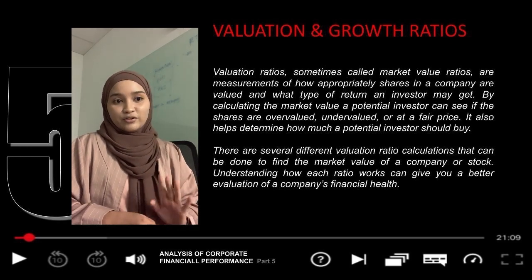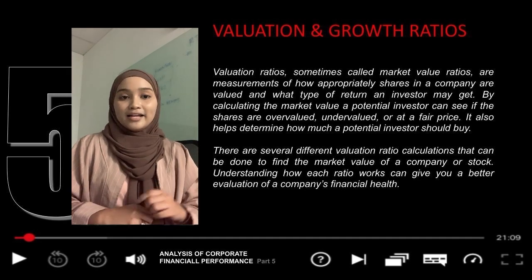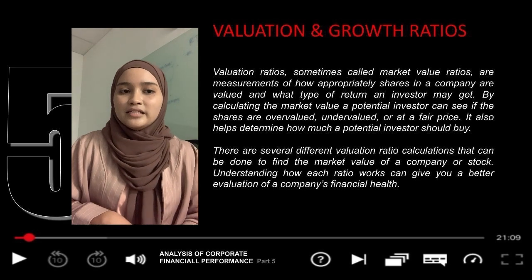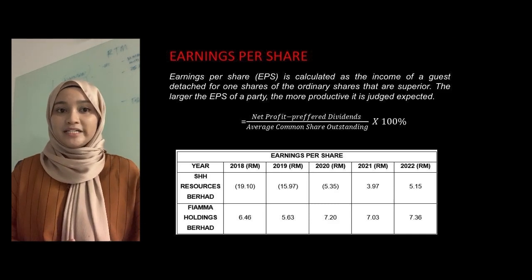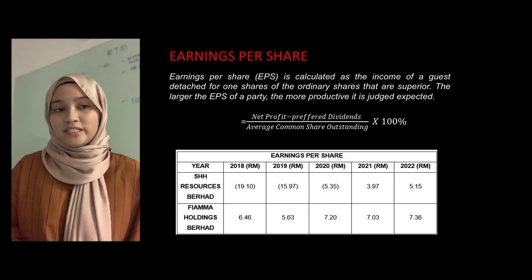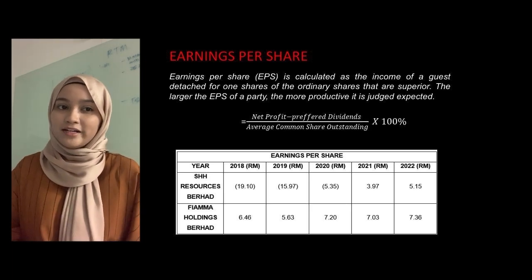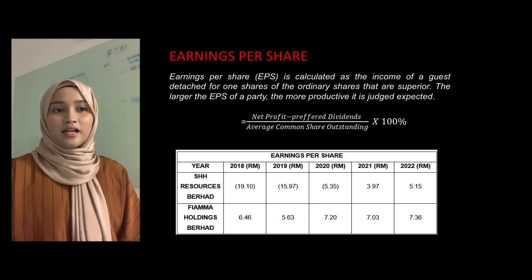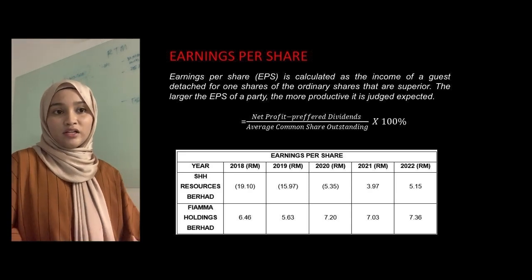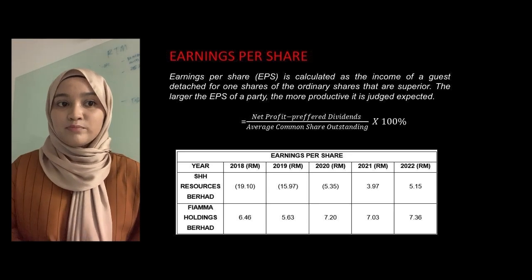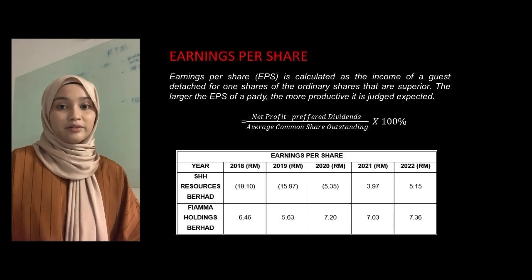There are several different valuation ratio calculations that can be done to find the market value of a company or stock. Understanding how each ratio works can give you a better evaluation of a company's financial health. So, we are going to explain about earnings per share. Earnings per share, which is EPS, is calculated as the income attributed to one share of the ordinary shares. The larger the EPS of a company, the more productive it is expected to be. Formula for earnings per share: net profit minus preferred dividends, divided by average common shares outstanding, times 100%.